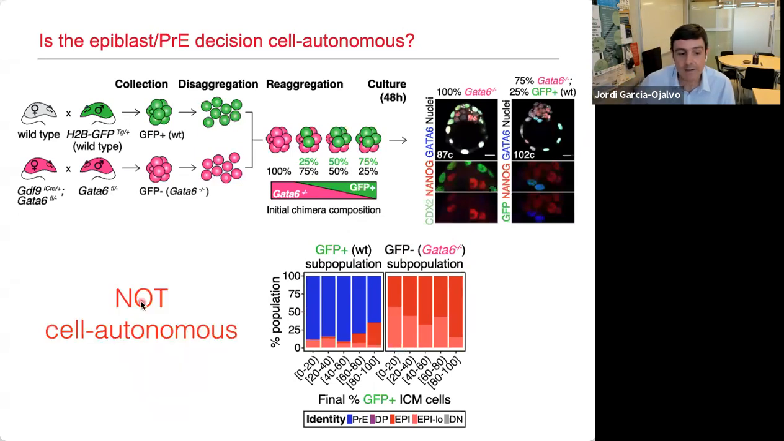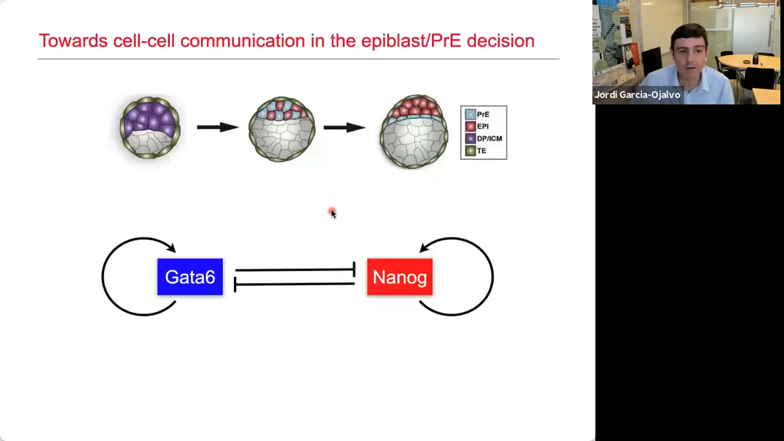So this means that the cell decision is not cell autonomous. Because if it was cell autonomous, I hope you agree with me, these cells would always be 50-50. They wouldn't care at all, because there are other cells that are lineage restricted to the red fate. Okay? So I hope this is clear. So this means that the decision is not cell autonomous. So now the question is, well, how do we transform this into a non-cell autonomous system?